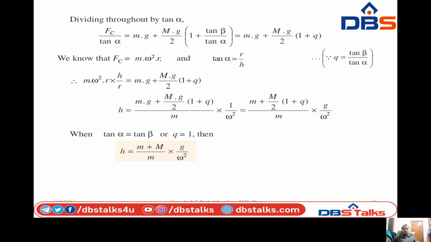Then here also we have to substitute Q. If the arm and the links are both the same size or same length, then the formula becomes Q is equal to 1. Then h is equal to small m plus capital M by small m into g by omega square. This is the major formula.